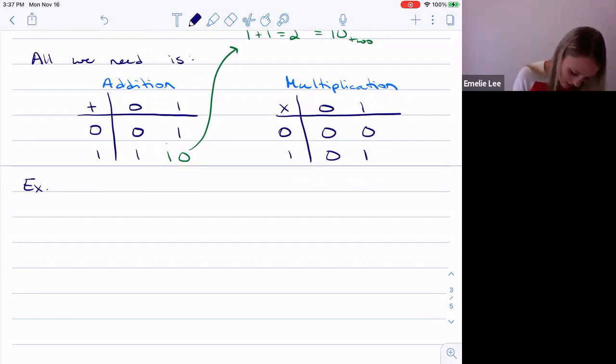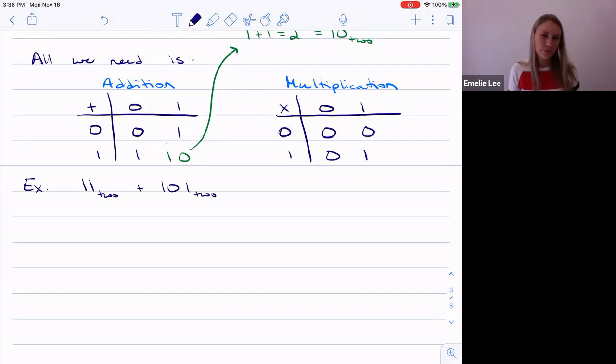So let's do an example. What if I have to find 1, 1 base 2 plus 1, 0, 1 base 2? Okay.